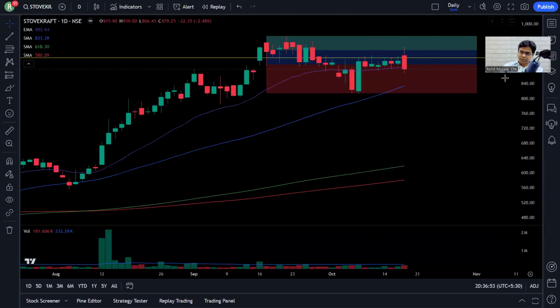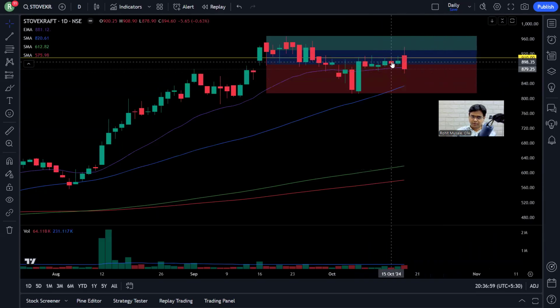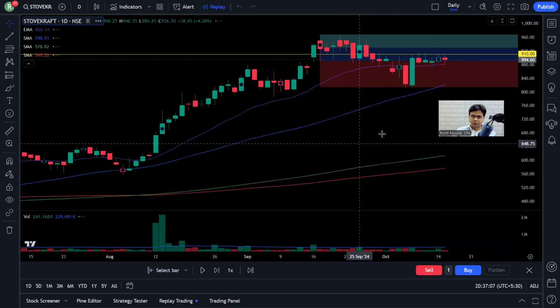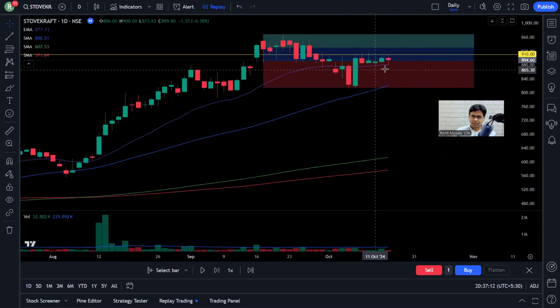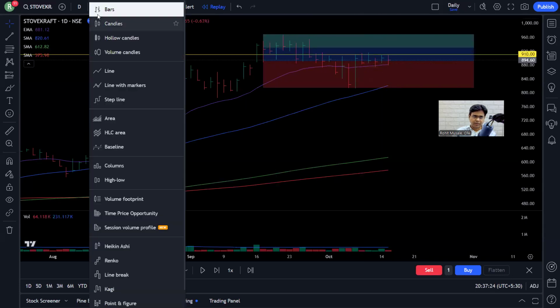So I did not buy this stock because volume did not come. This stock came on my radar on the close of 15th October candle. So let me put this here. I saw this stock as this candle closed, and that got me excited because I saw tight price action here. See, if I convert this to bar chart, look how tight price action is there. Okay, so that got me excited.